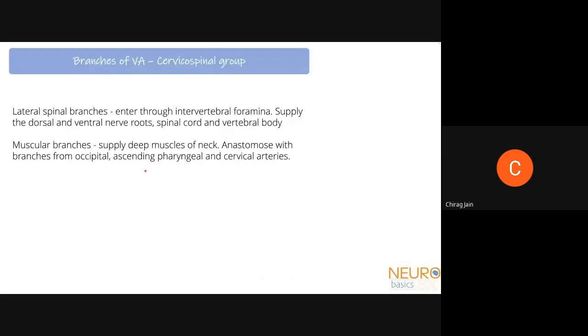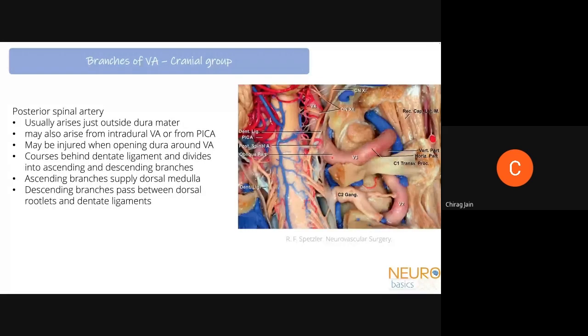There's also a second group of branches of the vertebral artery, known as the cranial group, and these include the following arteries. The first one is the posterior spinal artery. The posterior spinal artery most commonly arises outside the dura mater, as we saw. It penetrates the same foramen in the dura as the vertebral artery does, and then runs behind the dentate ligament. So the important thing here is that when you're trying to open this dura around the vertebral artery, you might end up injuring the posterior spinal artery.